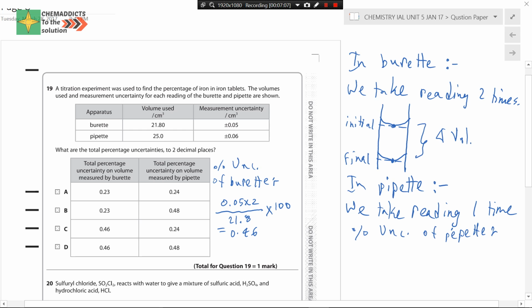So here this should be like this. We will take the uncertainty volume in the numerator, 0.06. We are taking this reading. So here this is 0.06 divided by the volume used, which is 25, multiplied by 100, which will give us 0.24.